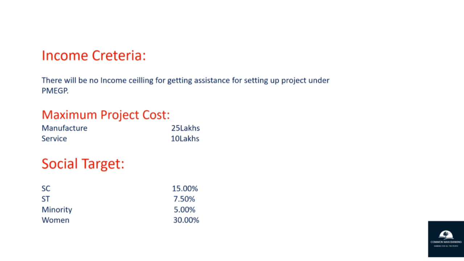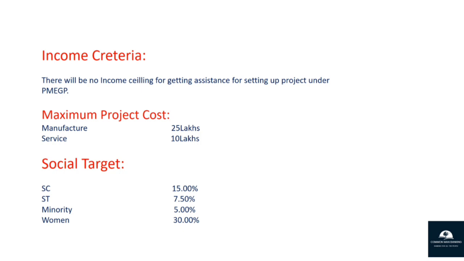And the maximum project cost for the manufacturing sector is 25 lakhs, and for the service sector it is 10 lakhs. A project cost of more than 25 lakhs is not eligible, and in the service sector a project cost of more than 10 lakhs is not eligible. It should be less than 10 lakhs for services and up to 25 lakhs for manufacturing.